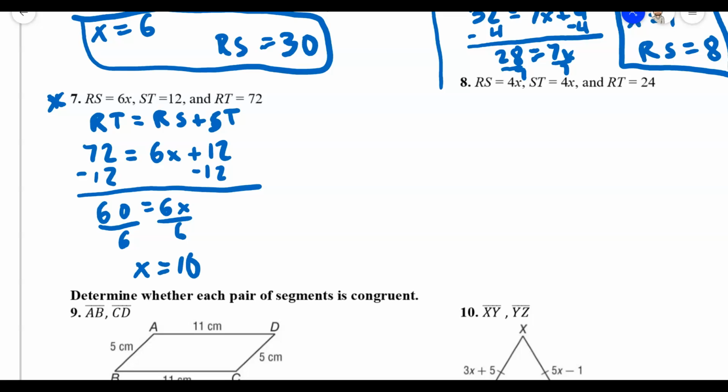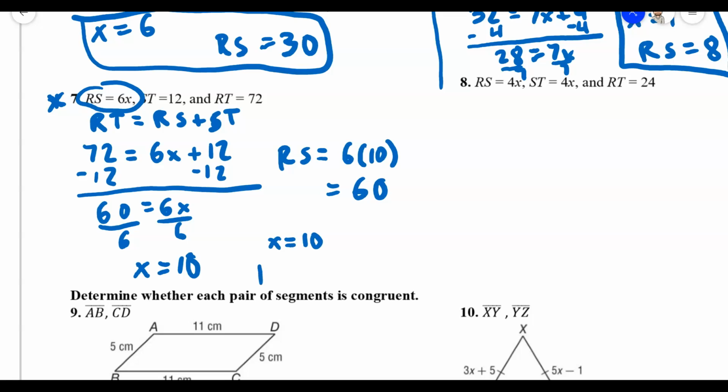Okay, so that's the first part to it. And remember, what else do they want? They want to know what RS is. So if x is 10, what's RS? 6 times 10. They tell me up here that RS is 6x. So 6 times 10 is 60. So 2 pieces to this. x equals 10 we should have come up with, and we should have also had that RS equals 60. Okay? Try one more in the Edpuzzle here.